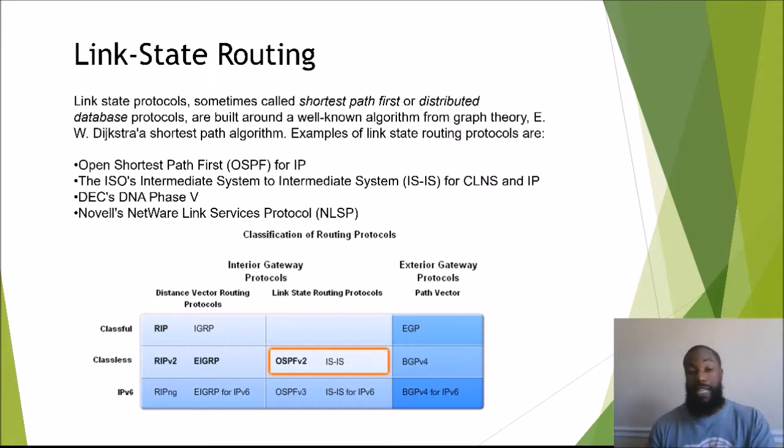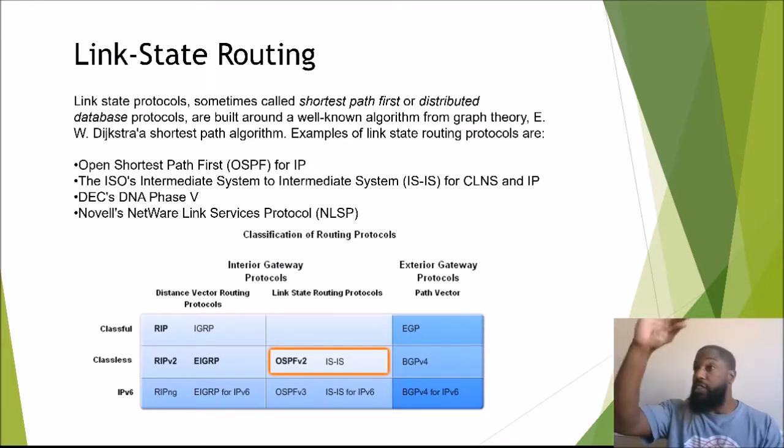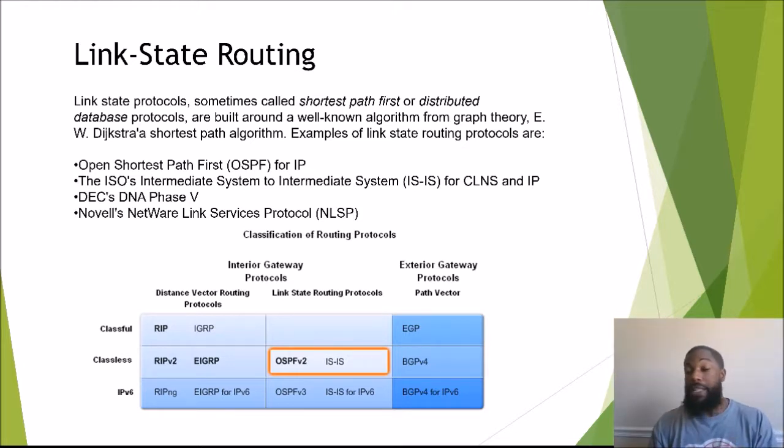Examples of link state protocols, like I mentioned before, are OSPF, Open Shortest Path First, for IP, or Internet Protocol, the ISO's IS-IS, DEC's DNA Phase 5, or Novell's NLSP. For this exam, we only really need to know OSPF. If you read CCNP material, there will be some mentions of the IS-IS protocol. When you log into a router and do show ip route, pulling up the routing table, you'll see information in the legend for IS-IS. However, it's not as widely used as OSPF.